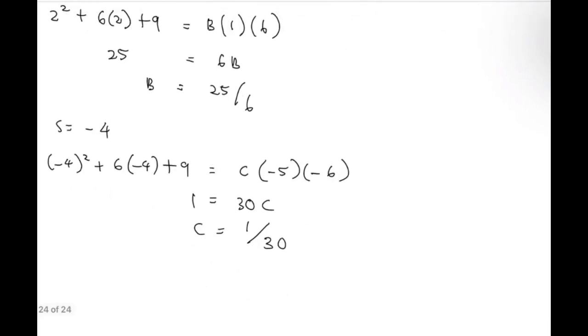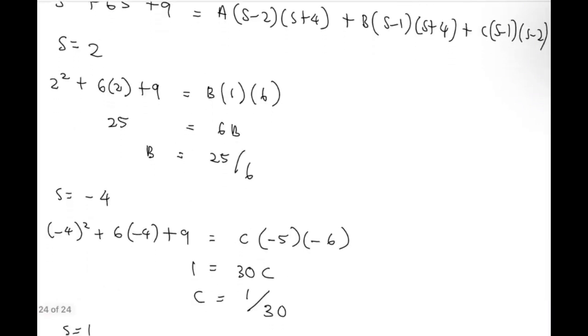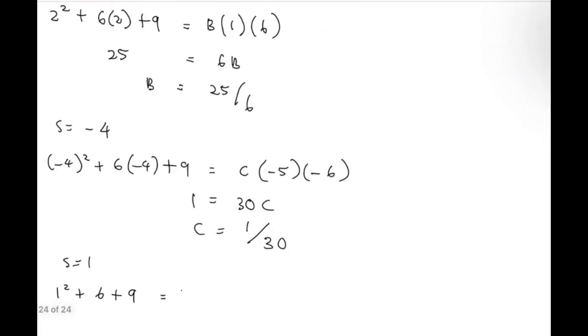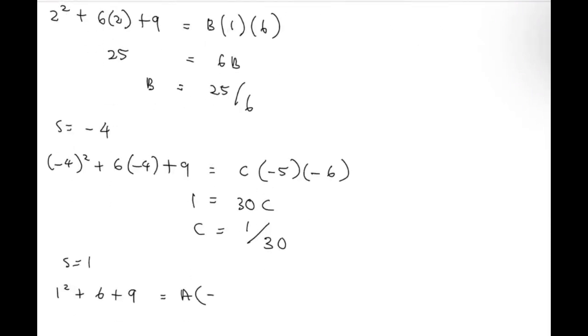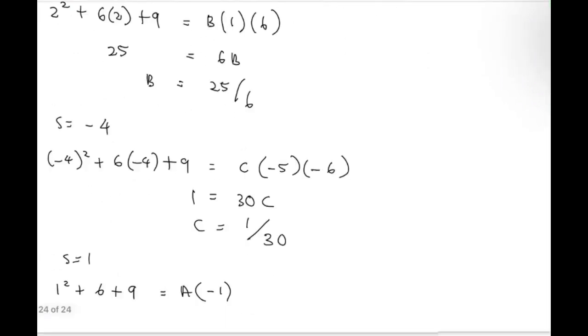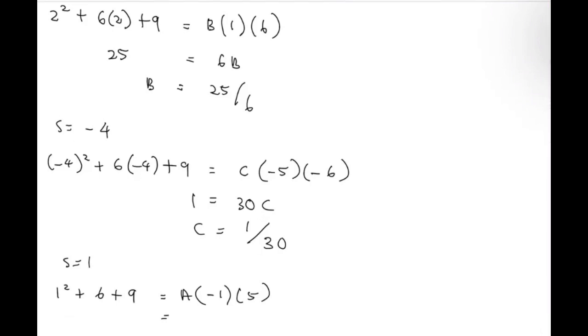So if we put S equal to 1 here, on the left hand side will be 1 squared plus 6 plus 9 equals, so here will be 0, 0, B times 0, A times 0, A times minus 1. Sorry, 1 minus 2 is minus 1. 1 plus 4 is 5. So minus 5 equals 16. So minus 5A equals 16, then A equals minus 16 over 5.